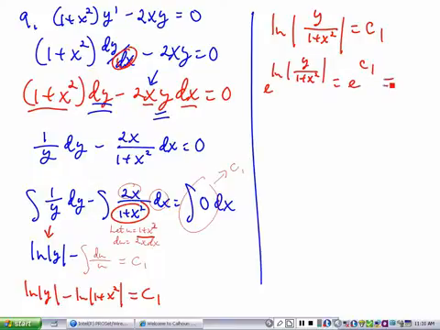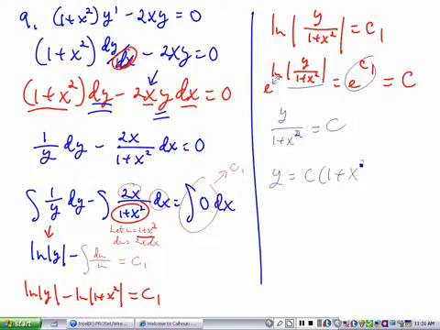We'll let e to the c sub 1, that's a number, it's a constant, so let that equal c. And now e to the natural log, they're inverses of each other. So the result is this term here, all things positive, so y over 1 plus x squared is equal to c. Well, we've let e to the c sub 1 equal c. Multiply 1 plus x squared on both sides to get your answer. y is equal to c times (1 plus x squared).